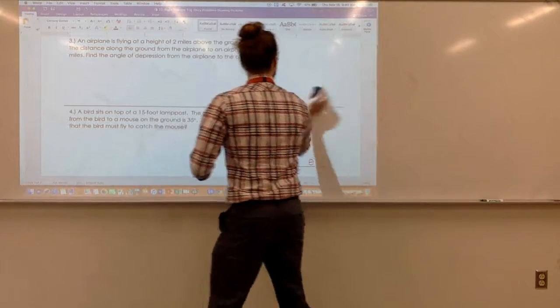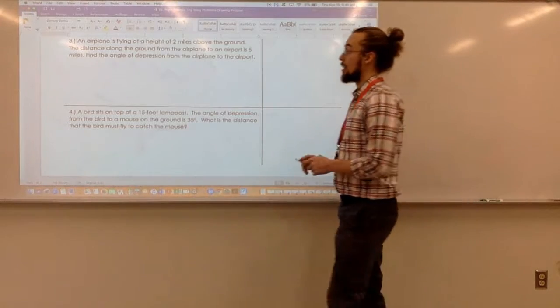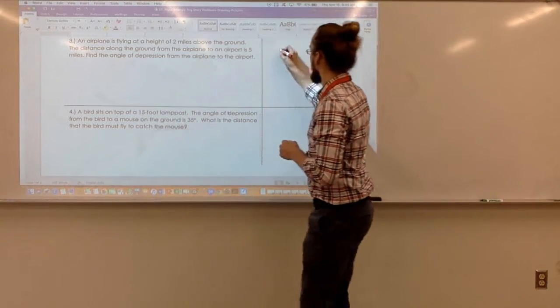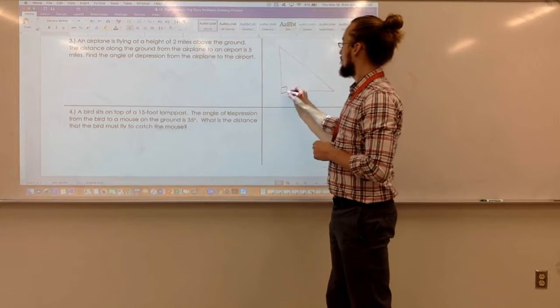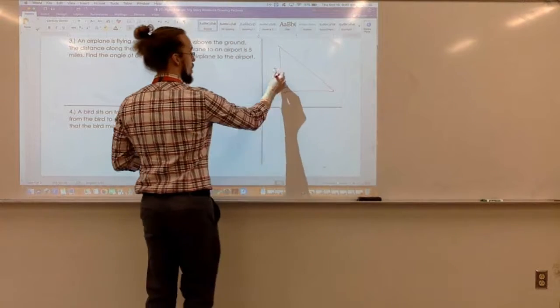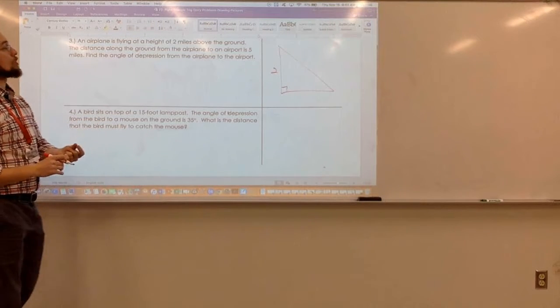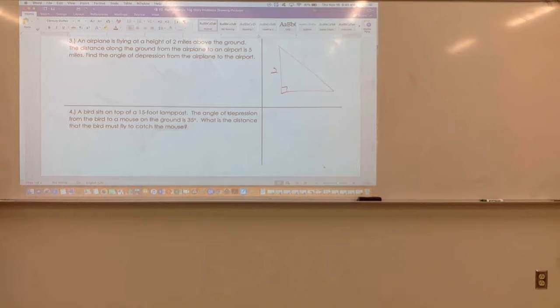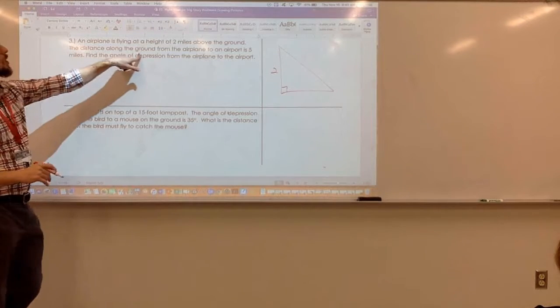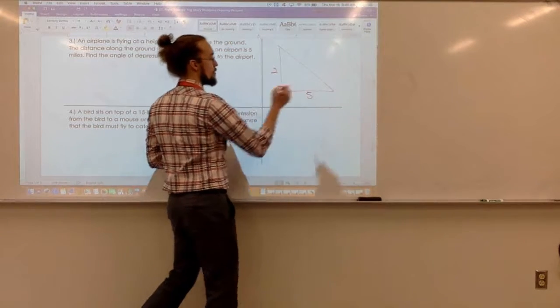All right, so now in numbers 3 and 4 here, we're talking about an angle of depression. In number 3, we've got an airplane flying at a height of 2 miles. So 2 is over here, the height the airplane is. The distance along the ground from the airplane to an airport is 5 miles. So where should that piece go? The distance along the ground would be the bottom. This would be my 5.